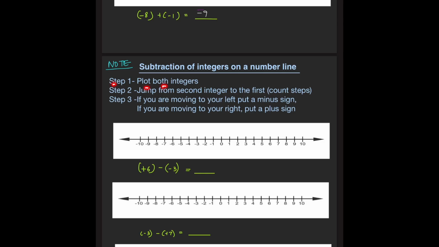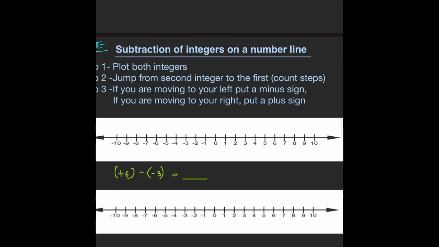First is step 1, plot both the integers. Okay, plot them means what? I'm just going to mark them with one different color. Which are the two integers? Positive 6 and negative 3. Okay, positive 6 is here. I'm just marking them. Okay, positive 6 and negative 3. These are my two integers.